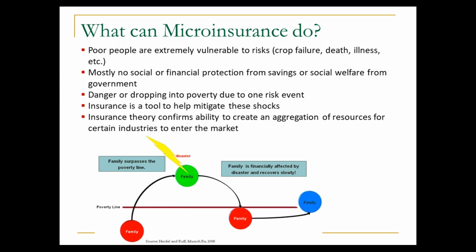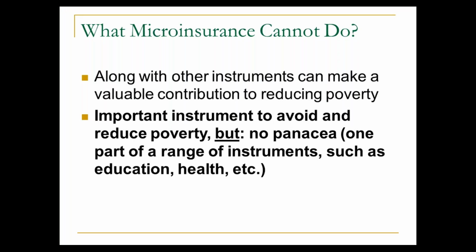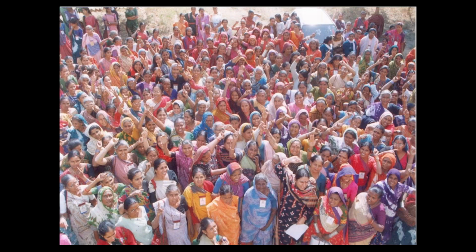So if we go to the next slide, I have a picture. Sorry, I wanted to show the picture there. Yes, this is an aggregation. Dana will be talking about SEVA in India, and this is a meeting of SEVA that I went to, and this is what you call an aggregation of people working together to pool their risk.